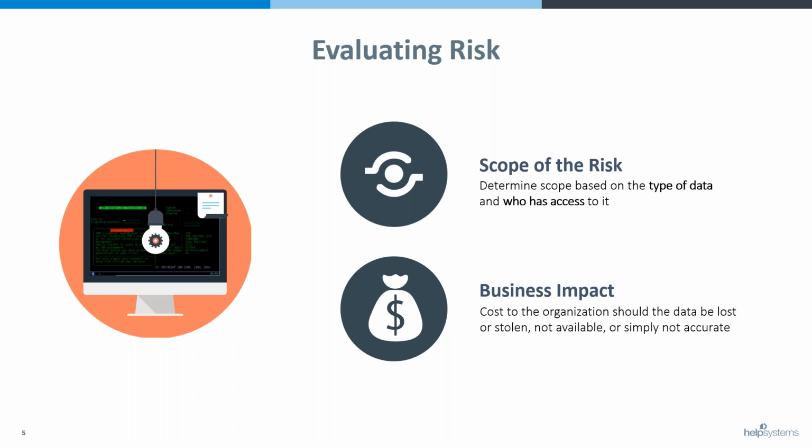It's not just about loss of data, right? We talk about data breaches all the time, and I guess I'm as guilty of that as the next person, but at the end of the day, it's also about business impact. How expensive would it be, whether financially or otherwise, to the organization if the data was lost or stolen, but also if it simply wasn't available to the application users, or that the database itself had inaccurate information upon which you're making business decisions? Part of the process is to evaluate the risk that you're facing, and that involves determining the scope based on the type of data that you're hosting, and into that we're going to factor in who has access to it, or at least who should have access to it.